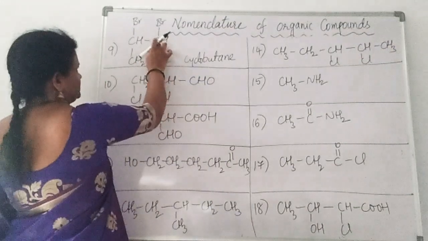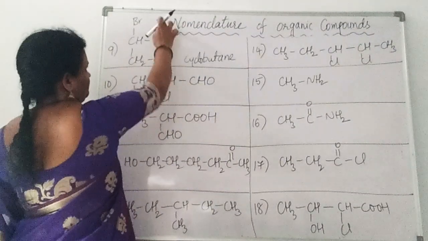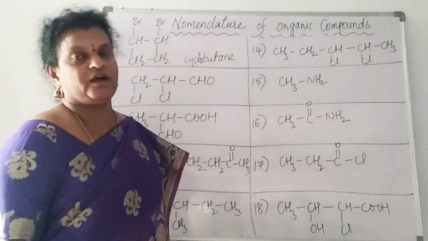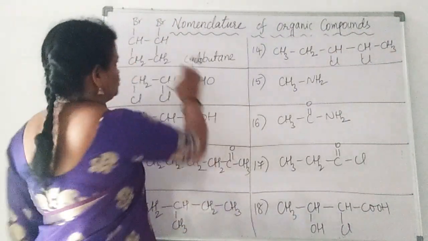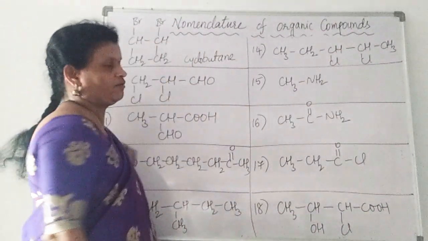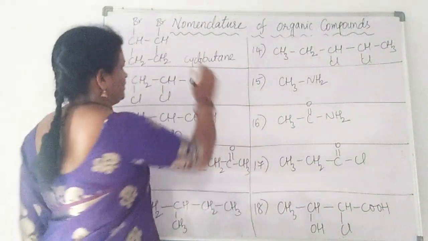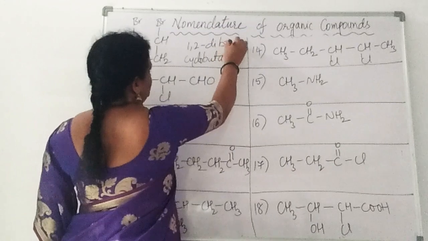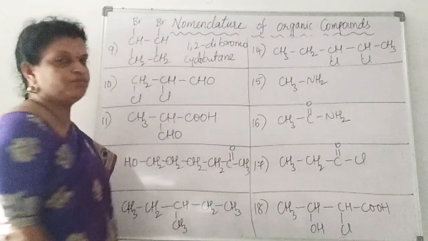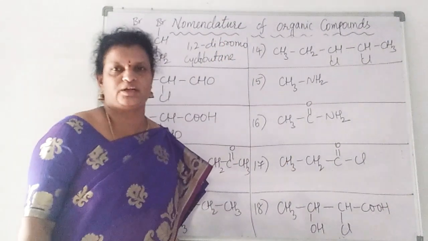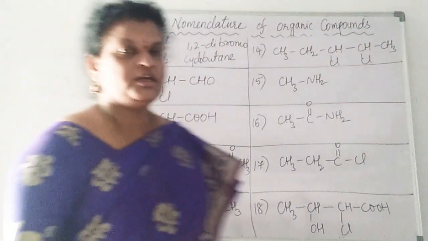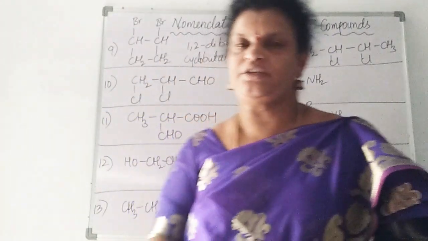Along with that, first, second. Wherever we have this bromine, wherever we have the substituent, we have to count that as the first carbon. So the first carbon and second carbon are having the bromine. So let us write this as 1,2-dibromocyclobutane. Right.